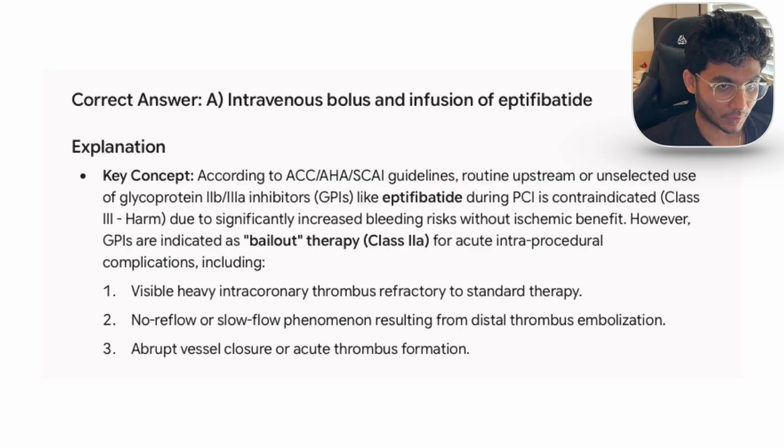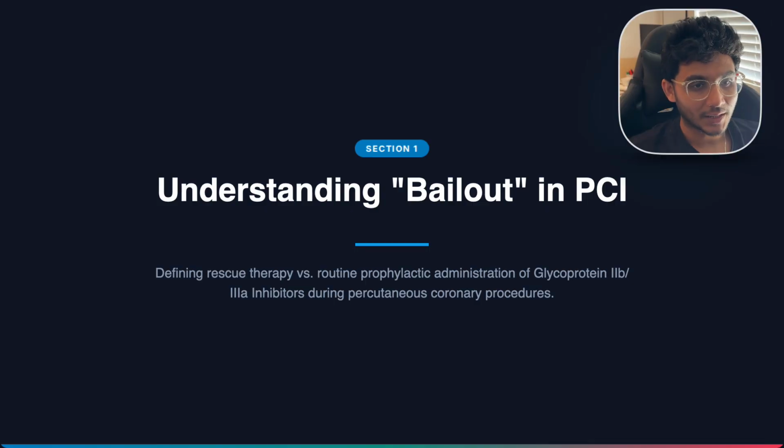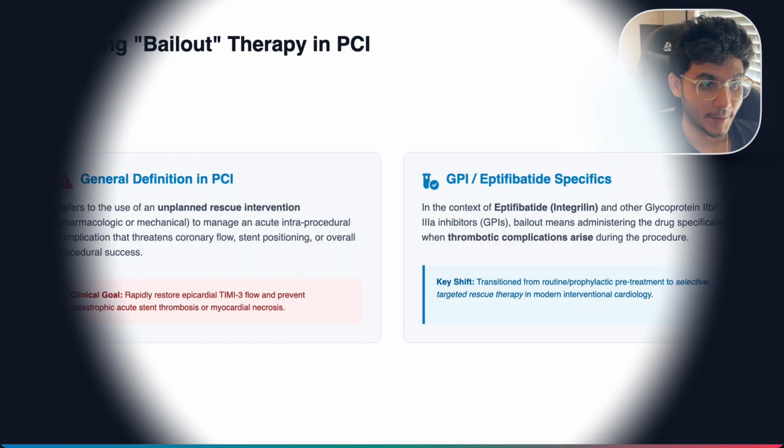So the correct answer here is going to be an IV bolus as well as continuous infusion of Eptifibatide for a couple of hours, and that's where the whole concept of bailout therapy originates. So understanding bailout in PCI is a relatively miscellaneous topic. We don't hear about it much, but it's something that the cardiologists are going to be doing on your patients who are getting a stent, so you should be informed about the same.